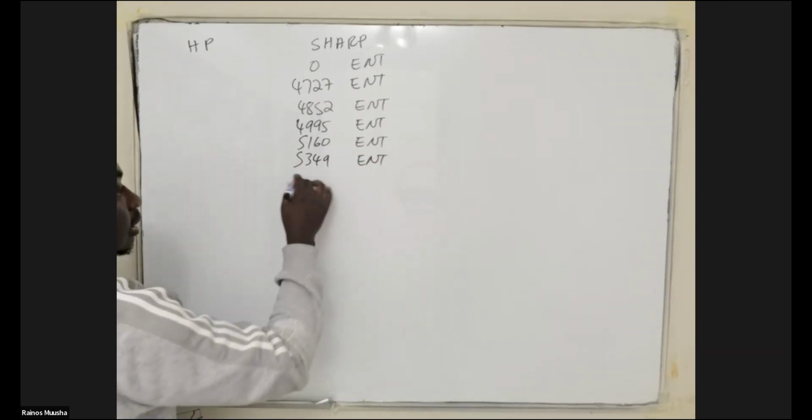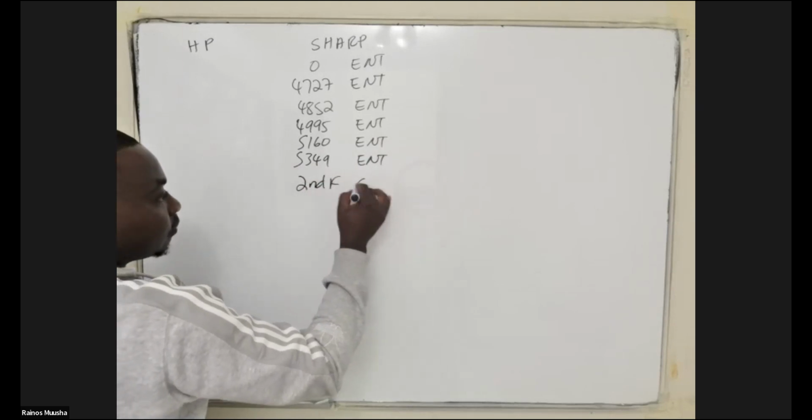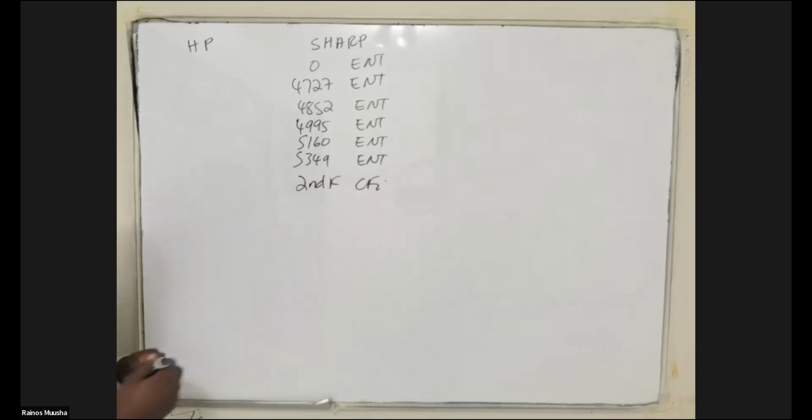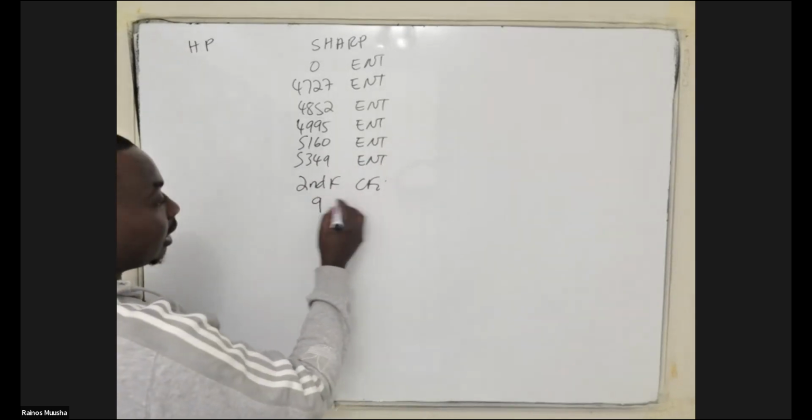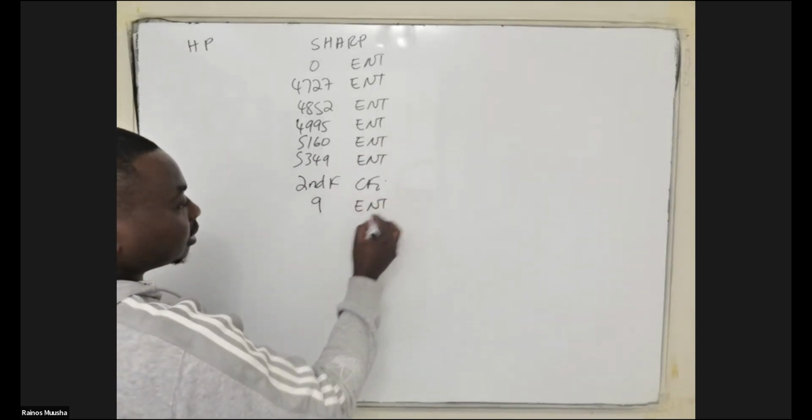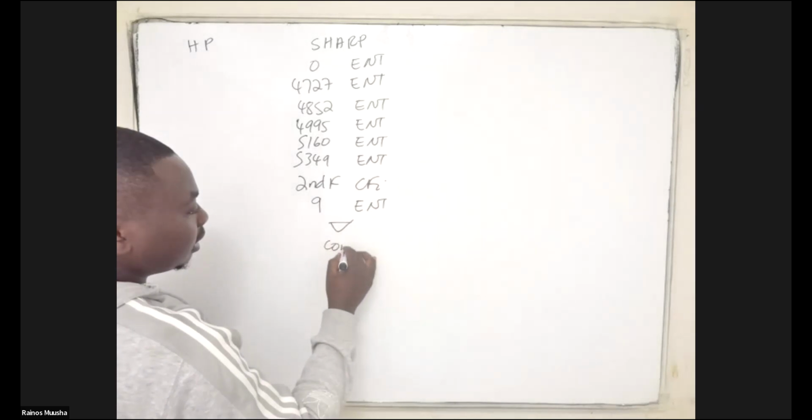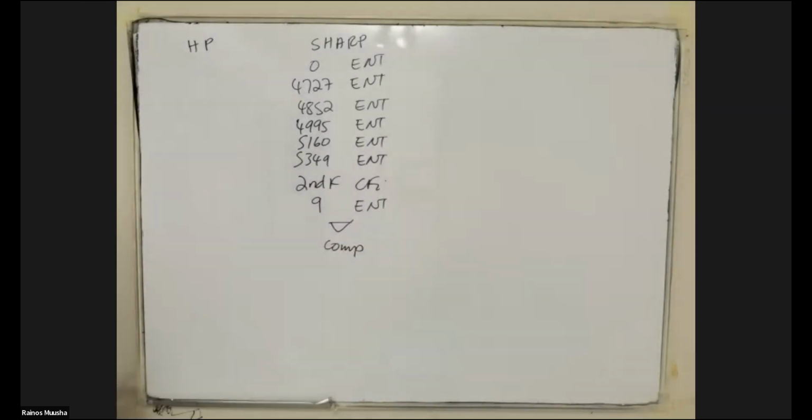Then from there you say second function, CFI. Remember, they asked us to do this calculation based on the discount rate that they give us in this case, which is what? 9%. So you say 9, you press enter, you scroll down, and then you compute.